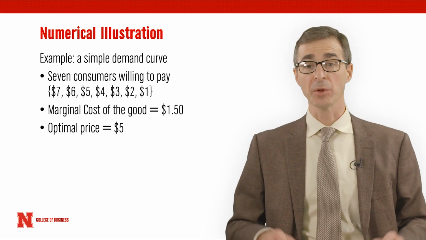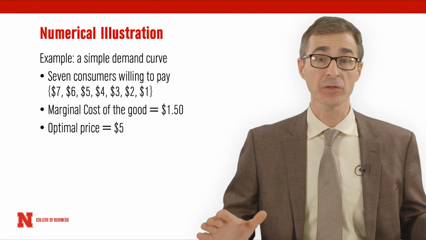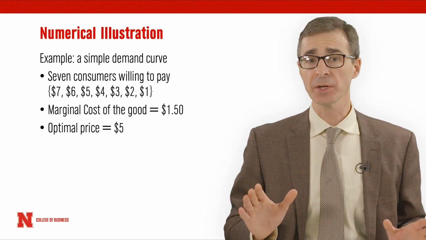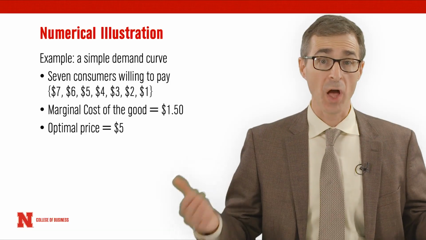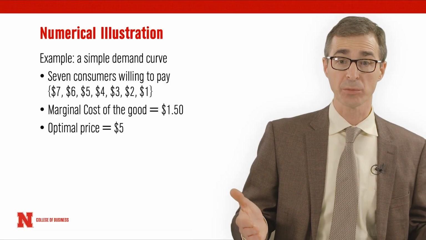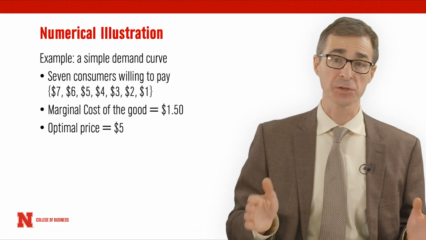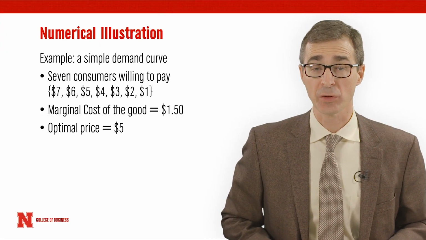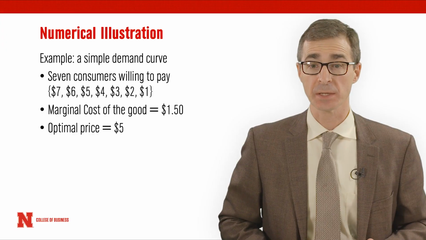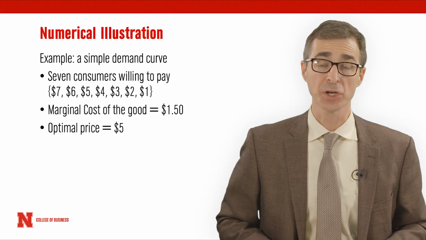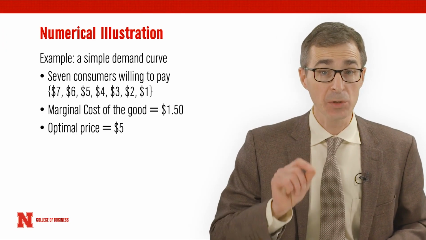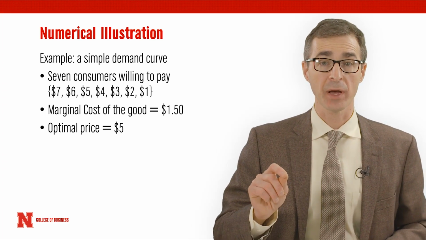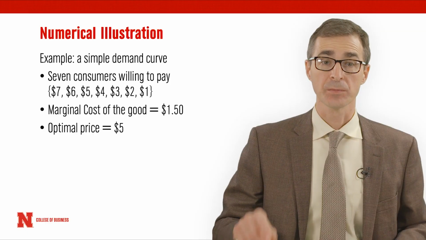Let's take a simple example. Suppose a firm is facing a very simple demand curve, and we've got 7 customers in the market. These 7 customers have values, or top dollars that they're willing to pay for the particular product, of $7, $6, $5, $4, and $3. The marginal cost of this particular good is $1.50. It's very straightforward to show that if the firm sets a single price for this particular product, the optimal or profit maximizing price is $5.